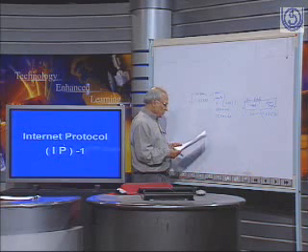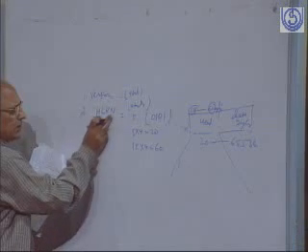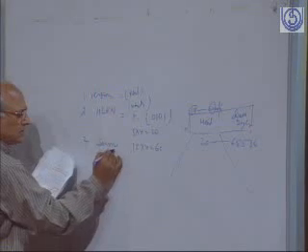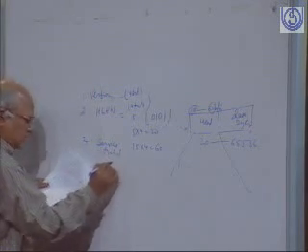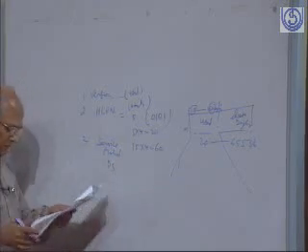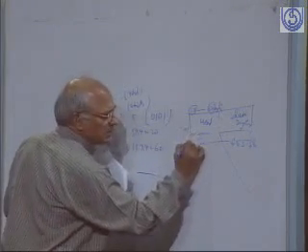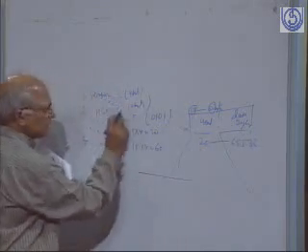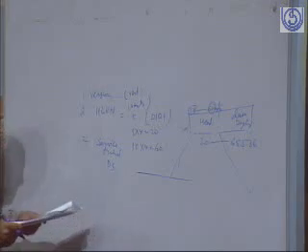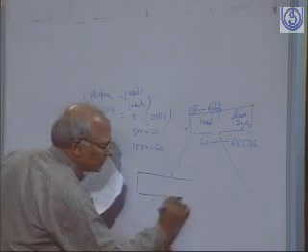Now let's go to the type of service. The first field is the version field, the second is the HLEN field, and the third is called the service field. Sometimes it is now known as the differentiated service, called DS in short. The format of the service field is like this.